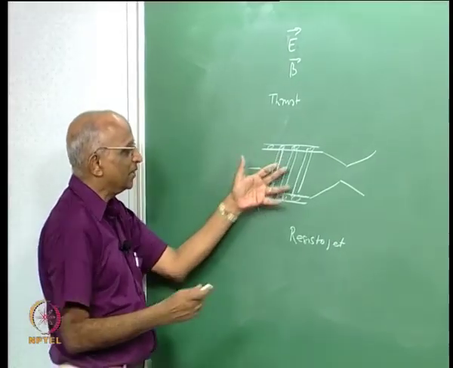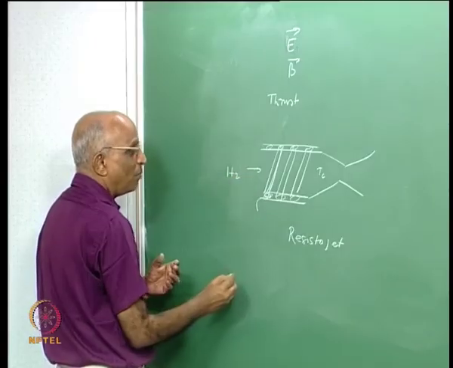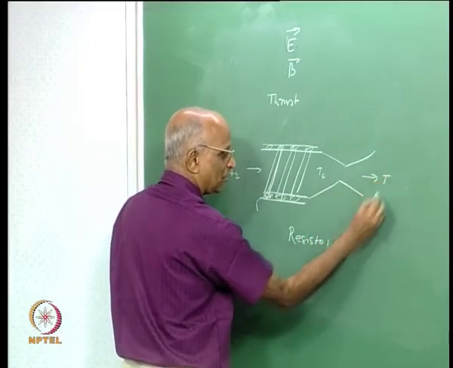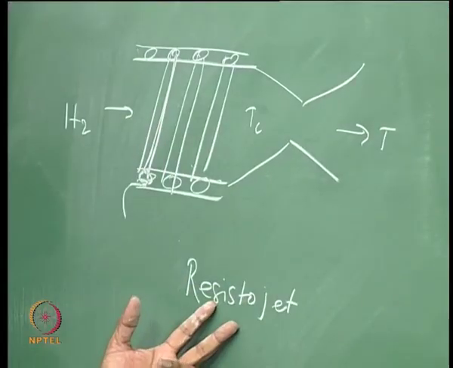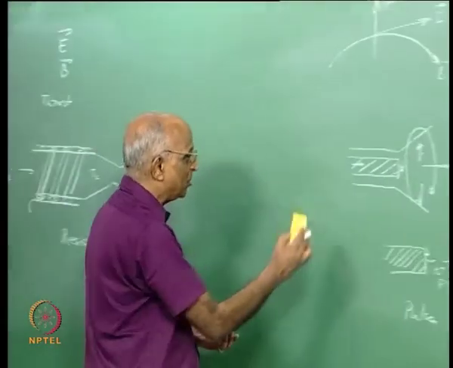I heat the gas, and the hot gas at Tc, and if I were to admit hydrogen, which has a low molecular mass, well, I can get a thrust. This is known as a resistojet. And why a resistojet? I can also use a similar principle.